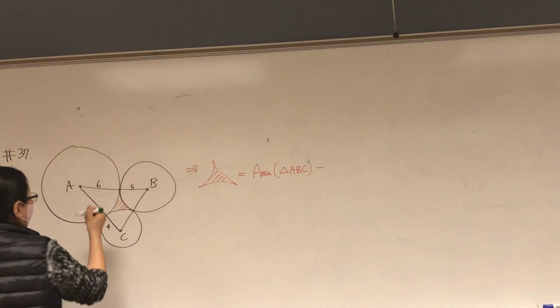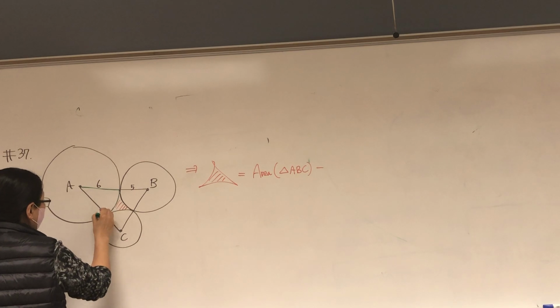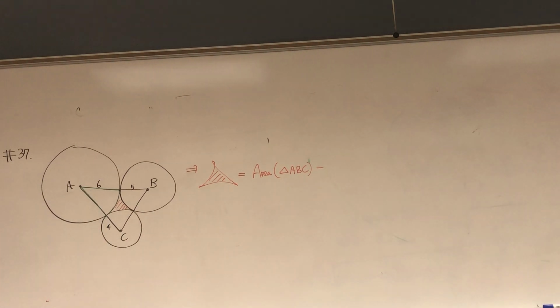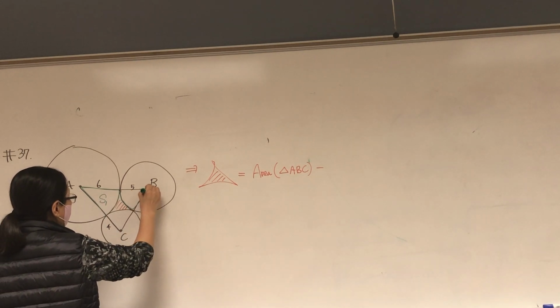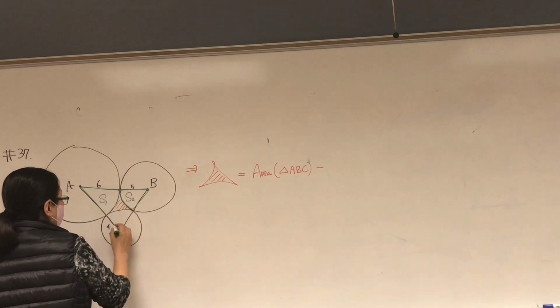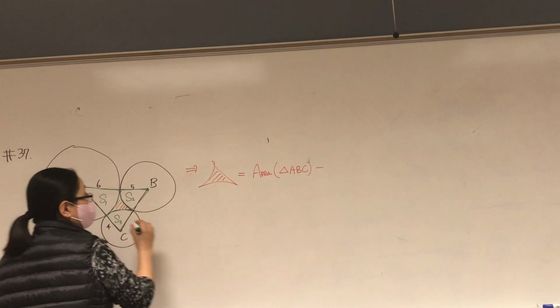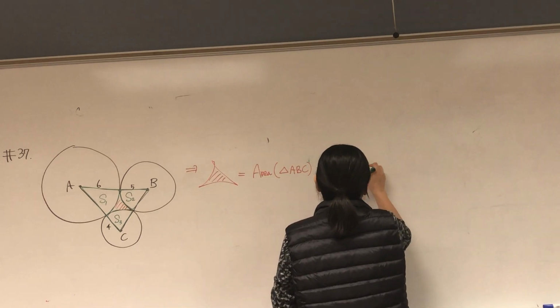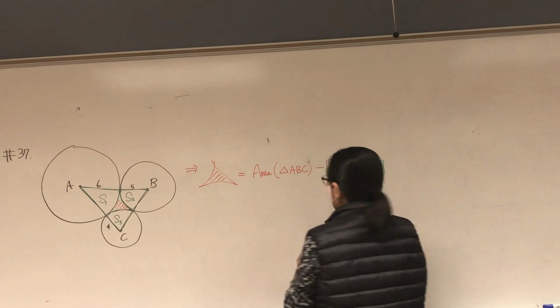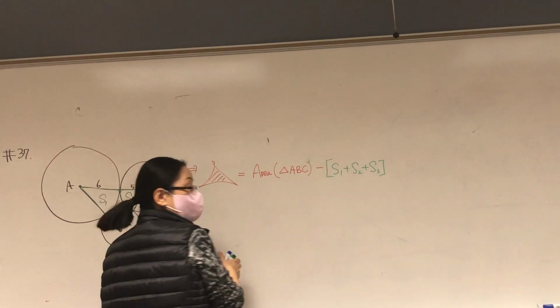What's the name of this? Circular sector. Let's say this is S1, this is S2, and this is S3. So I have to subtract S1, S2, S3. Am I right? Let's go one by one. So, this part.